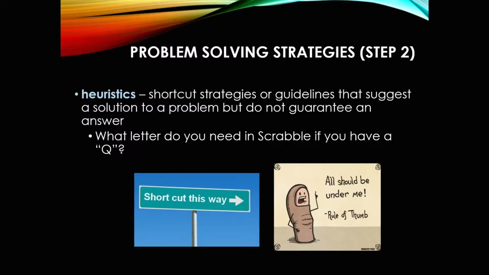So, for example, if you're playing Scrabble and you end up with the tile Q, we know that in the English language, if you have a Q, you're generally going to need a U. So that's a heuristic. It's kind of like a shortcut. You want to look for something that has a Q and a U, for example. Right? So think of these as rules of thumb, and we have different heuristics that we use, and we'll talk about some of those in a moment.